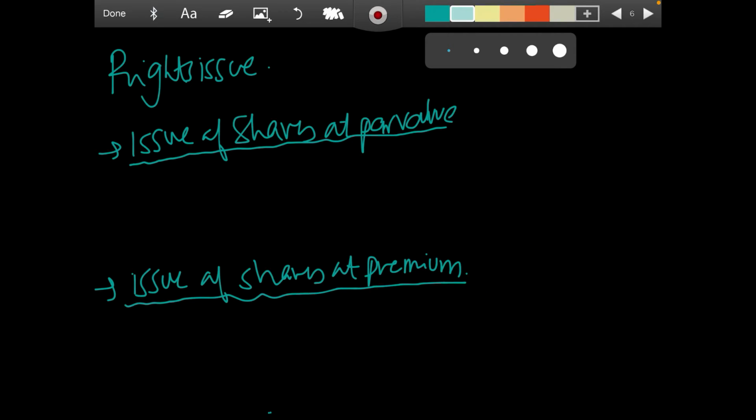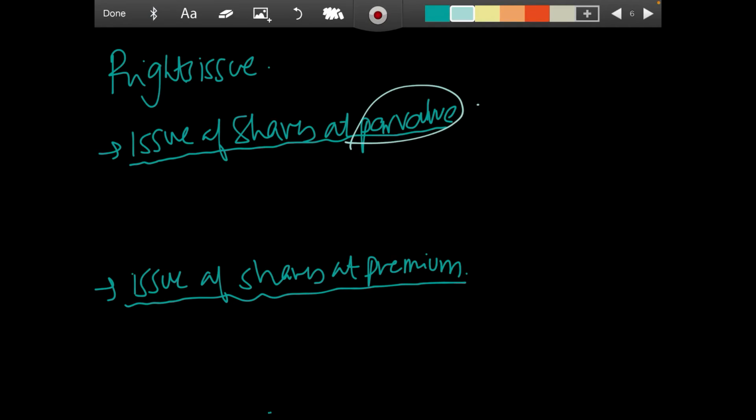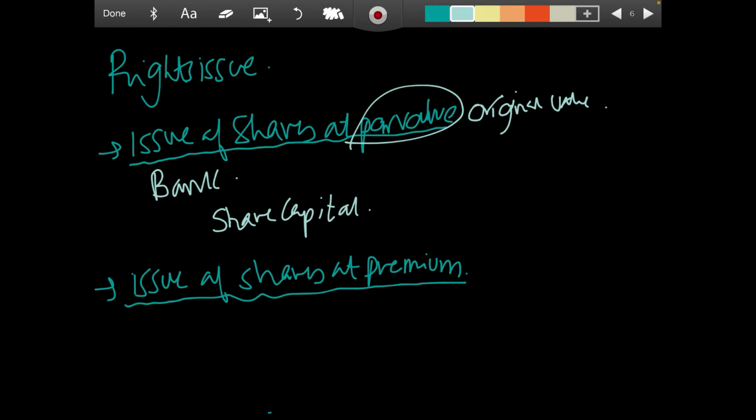Okay, so I explained what a rights issue is. Now I'll try to explain the entries, the double entry which is made when we issue shares at par value or issue shares at premium. So when we issue a share at par value, at its original value, the double entry for it is bank debit and share capital credit by the amount of the shares.